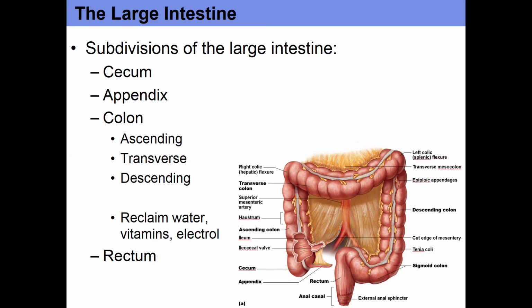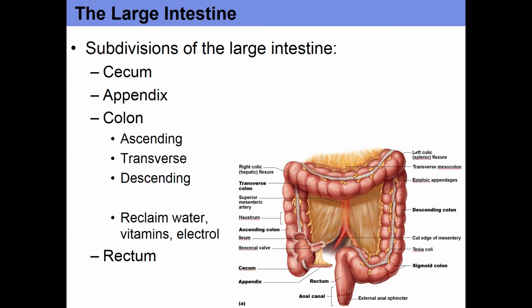And so the appendix acts as a storehouse, if you will, for some of those bacteria. So if you do something like take antibiotics, because you had some sort of an upper respiratory tract infection or something like that, it's going to kill lots and lots of bacteria, including those in the large intestine. And so then we'll need to repopulate the large intestine, and so we can do that with some of the bacteria that are in the appendix.